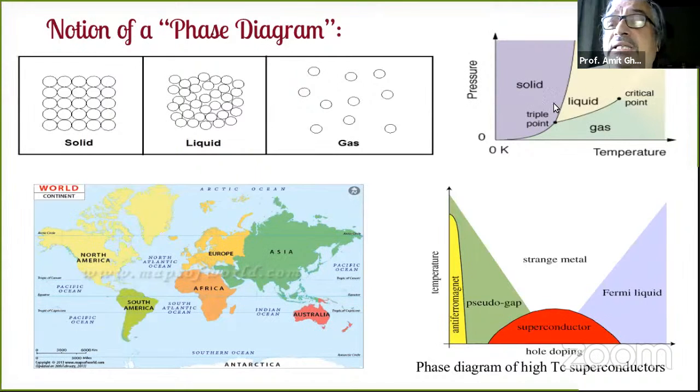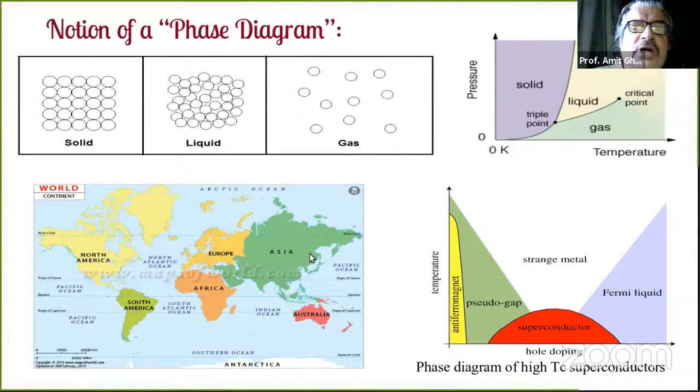The point is that, let's say you remain at a particular pressure, let's say 1 atmospheric pressure somewhere here, and then you increase temperature. This phase diagram will tell you how much you need to increase temperature, going in the horizontal direction, by which you go from solid to liquid here, and then from liquid to gas, and so on and so forth. So that's the role of a phase diagram. It's like a map.